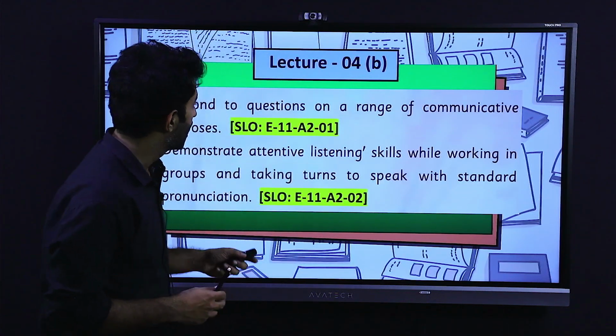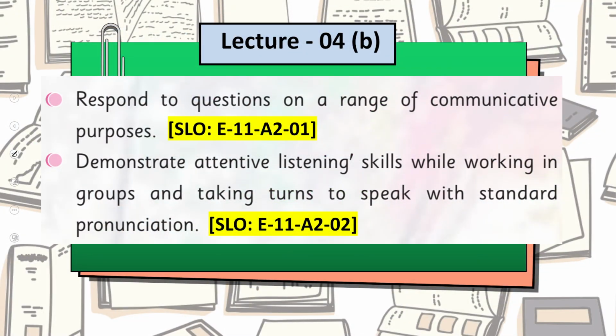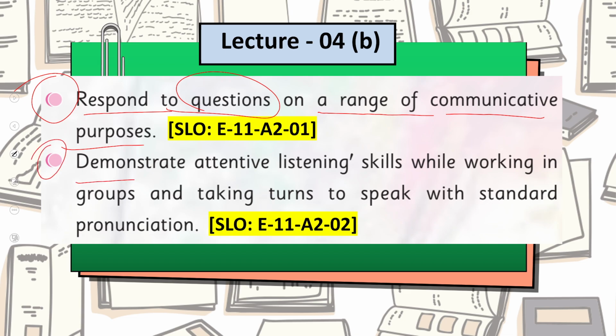All right. So today we have these two learning outcomes serving the same purpose of oral communication. First one is respond to questions on a range of communicative purposes. And secondly, we have to demonstrate attentive listening skills while working in groups and taking turns to speak with standard pronunciation. So let's break down the first learning outcome where we have to respond to questions.